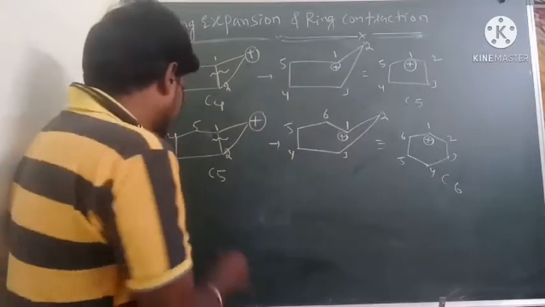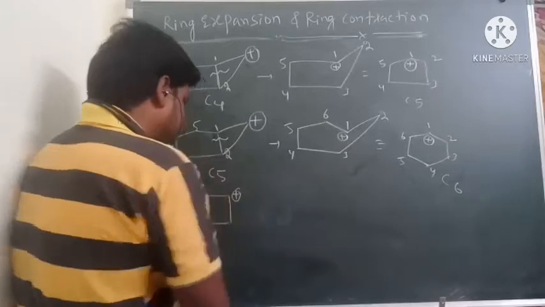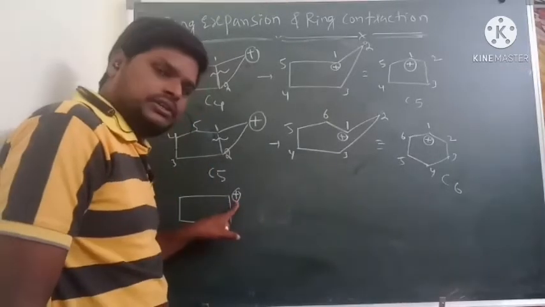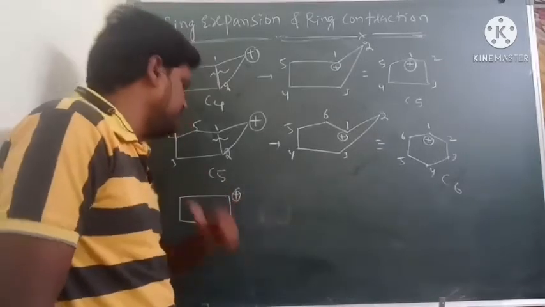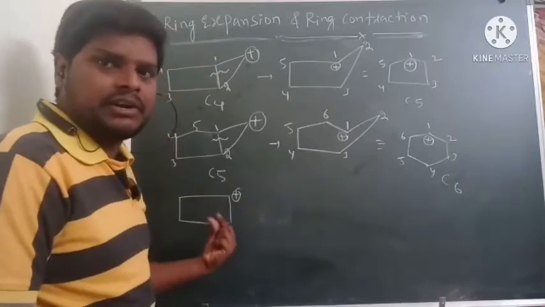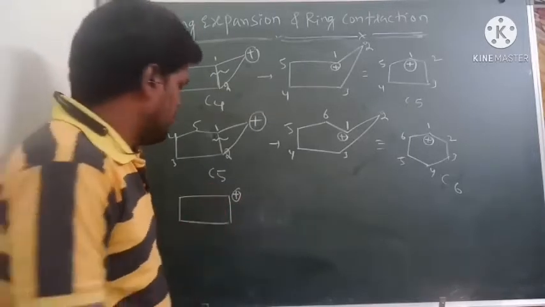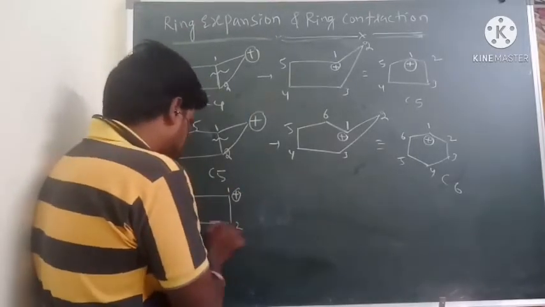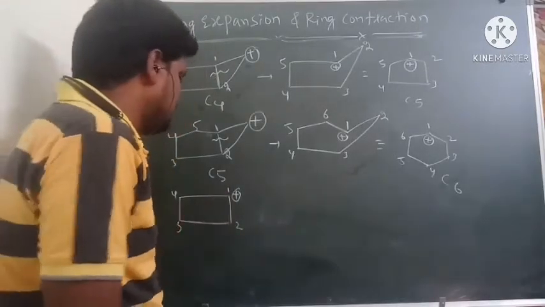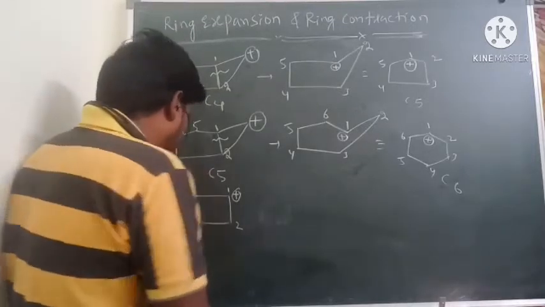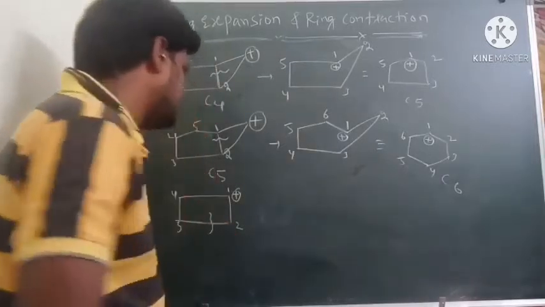Next, contraction. You can observe here the positive charge is along with the ring. So does it undergo expansion or contraction? It is 100% contraction because the positive charge is along with the ring. Numbering 1, 2, 3 and 4, in this case the covalent bond should break between the second carbon and the third carbon.